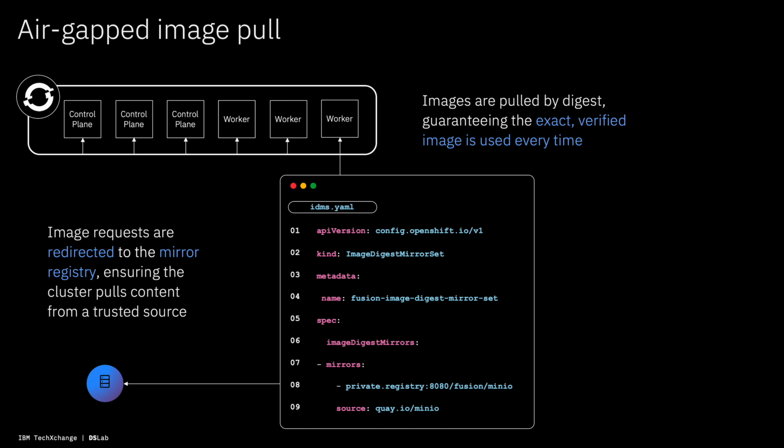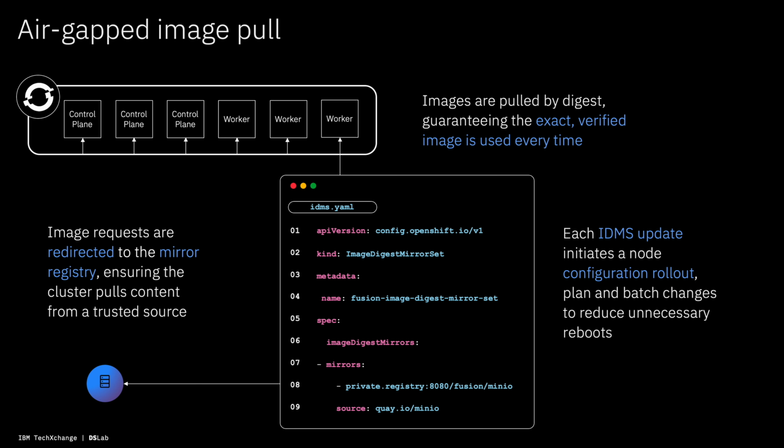Once the IDMS is applied, the image registry operator creates a new machine configuration, and the machine config operator rolls it out to every node. Every time the IDMS changes, the cluster triggers a full machine config rollout, so it's critical to manage changes. Inserts are typically quick, but updates and deletes require node drains and reboots. So plan ahead to avoid unnecessary rollouts across the cluster.